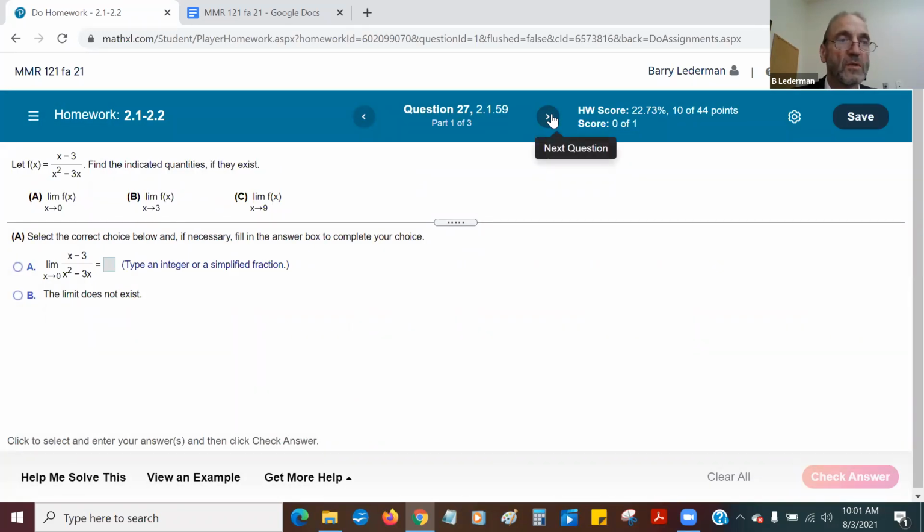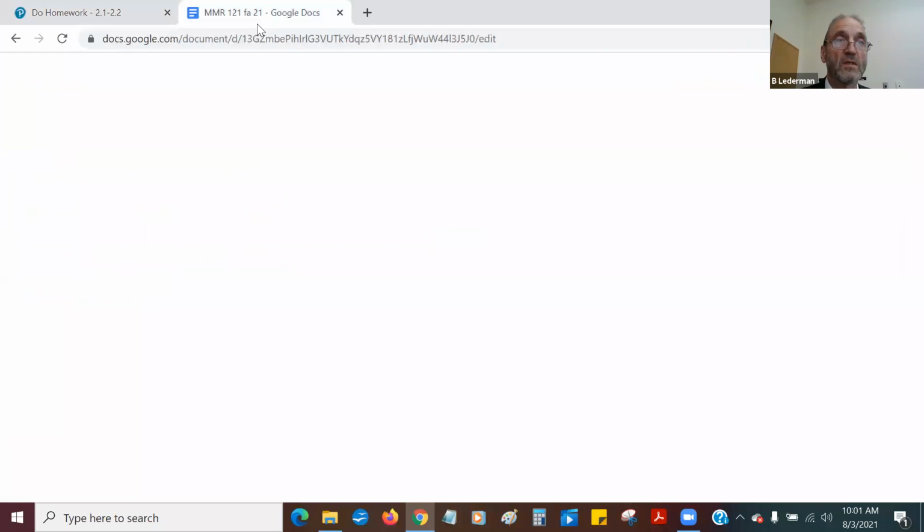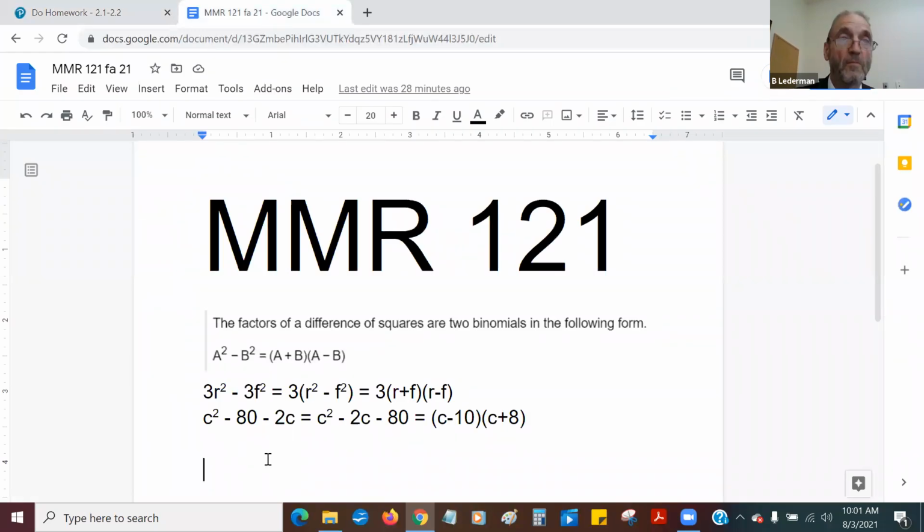Okay, x approaches 0, approaches 3. Okay. Here's where it starts getting interesting. Now, for this one here, if I just plug in x equals 0, I'm going to end up with 0 on the bottom of a fraction. That is not a good thing. So let's work this problem out. So it's x minus 3 over x squared minus 3x.